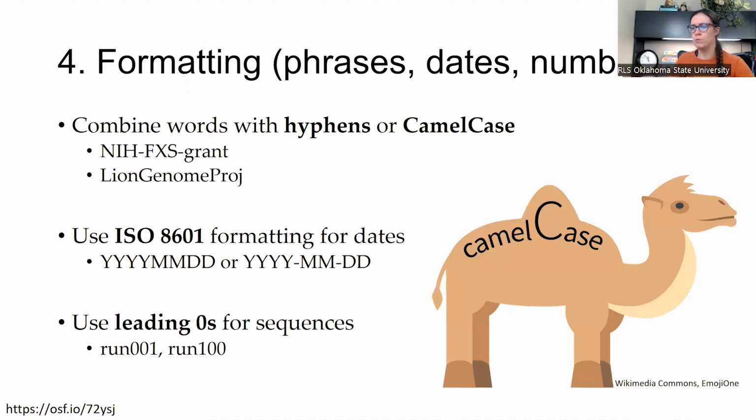For formatting, if you do have words or phrases that you want to include in your file name, but you're obviously trying to avoid using spaces, you can combine words using hyphens or camel case. If you're not familiar with camel case, this is a formatting choice wherein you capitalize the first letter of each word. So the way that I formatted Lion Genome Project here is each word is distinguished by a capital letter. Now, if you do have a lot of abbreviations or codes that are a little more difficult to separate using capital and lowercase, you might choose to use hyphens instead. So in this top example, NIH FXS grant, if I didn't have this hyphen here, it would just look like one long meaningless abbreviation. So the hyphen helps me delineate these particular elements of my file name.